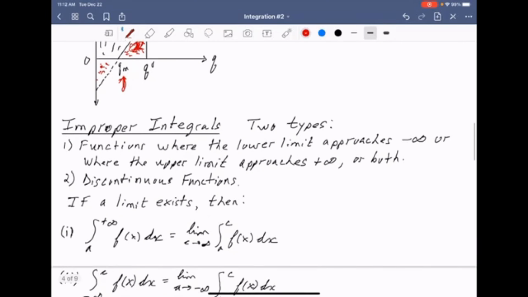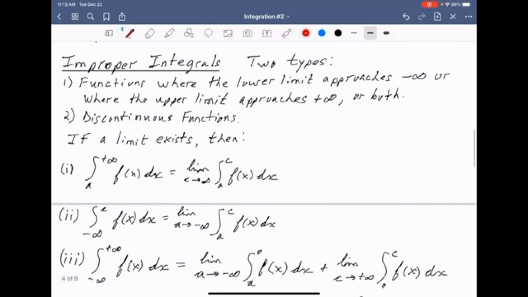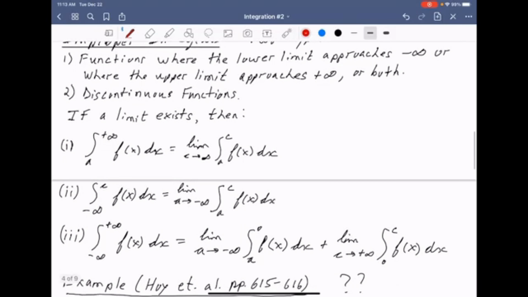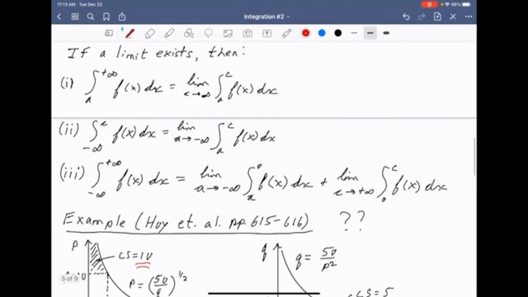Now we also have improper integrals, and there are two types. Functions where the lower limit approaches minus infinity, or where the upper limit approaches plus infinity, or both. The other one is discontinuous functions. If a limit exists, then the integral from a to plus infinity of f of x dx is equal to the limit as c approaches infinity of the integral between a and c of the function f of x.